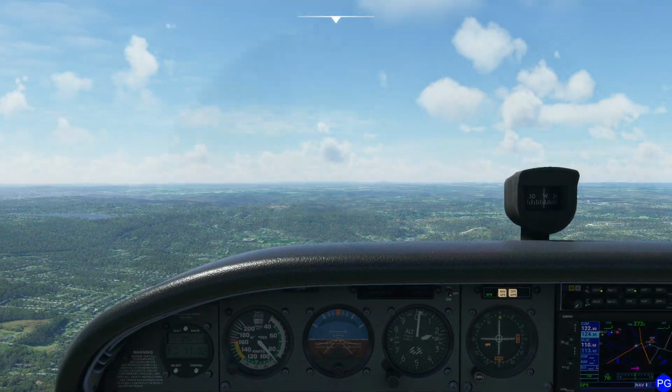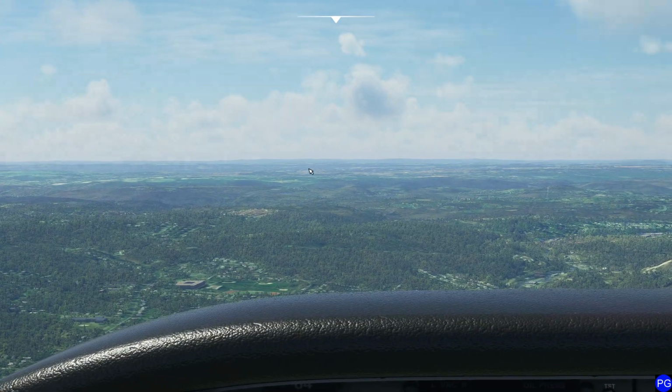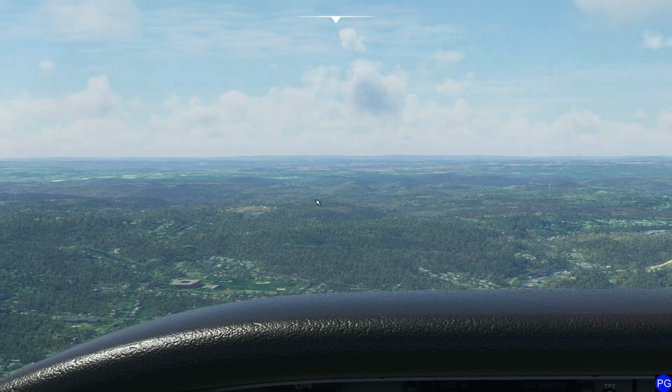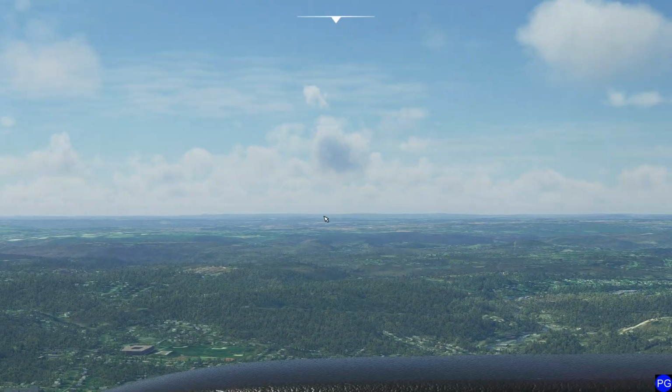Nice. The other thing we can do is look out the window to determine exactly what's going on here. If I point my nose at the window, I can pick a spot on the horizon and use that as my reference point. Now again, you want to keep your head as flat as possible.